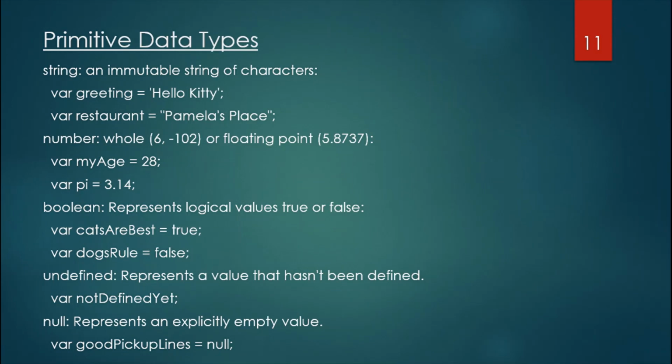So this is the next slide. In this you will see the primitive data types. We have discussed all of this already, I'm just giving you the reference. Like string, an immutable string of characters, like var greetings is equal to single quotes Hello Kitty. Var restaurant is like Pamela's. You can see this example. And how to write the number, it should be whole, like an integer, or a floating point. Boolean represents logical value true or false. Undefined represents a value that has not been defined. Null represents an explicitly empty value.